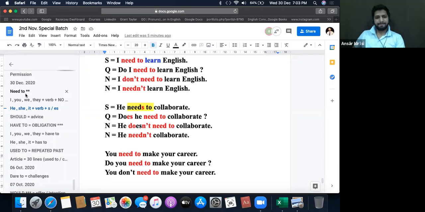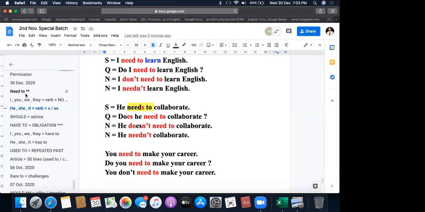We need to stitch the cloth. Do we need to stitch the cloth? We don't need to stitch the cloth. Good. We need to accept the truth. Do we need to accept the truth? We don't need to accept the truth. Good.